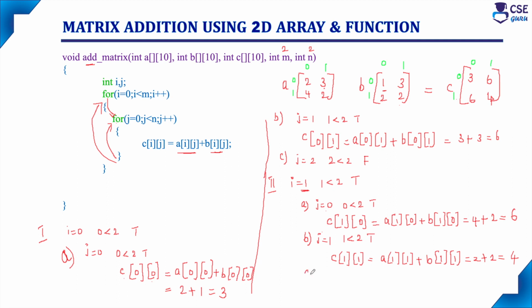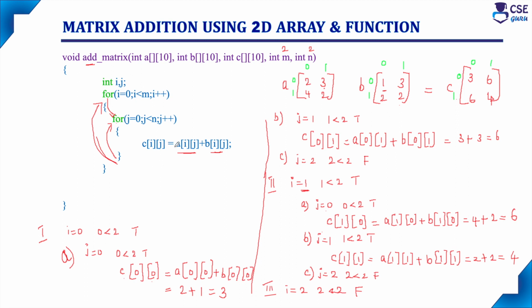Now the third iteration of J is equal to 2. Check the condition 2 less than 2. Condition fails. Now this inner for loop exits. Control goes to outer for loop. So outer for loop, previously I value was 1. Okay. And the third iteration of I, if you are considering, I is equal to 2. Check the condition 2 less than 2. Now this condition fails. So the outer for loop also will exit now.